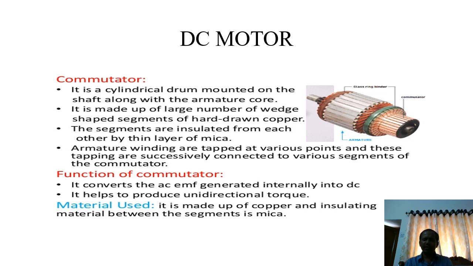Here the material used for the commutator is copper, and the insulation between the segments is mica. When we observe the commutator segments, these are insulated with mica. So the type of material we are using for the commutator is copper, and the insulating material for the segments is mica.